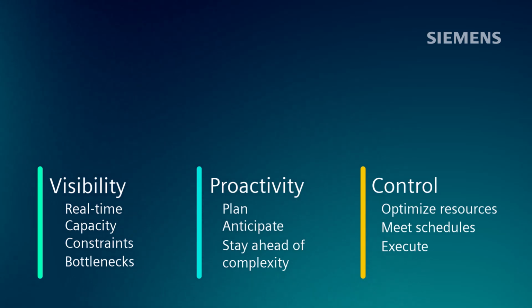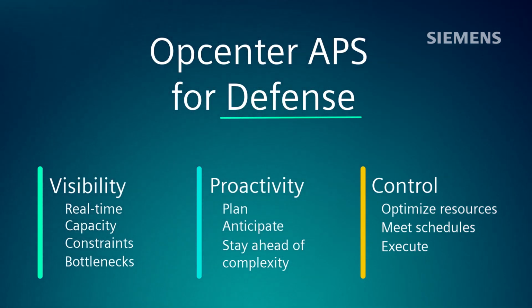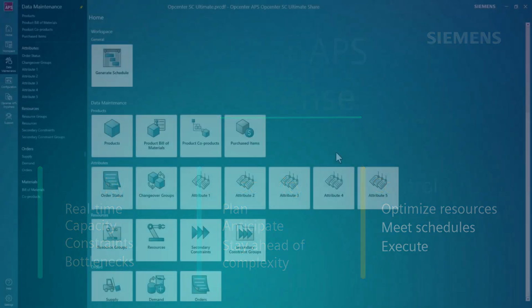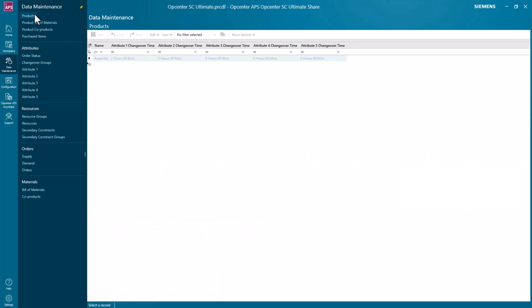This is what you will achieve with Opcenter APS. Let's see it in action with a demonstration. Here's the Opcenter APS main menu. Your complete planning and capacity management platform. Let's first explore the configuration and data setup before we move to scheduling and optimization.